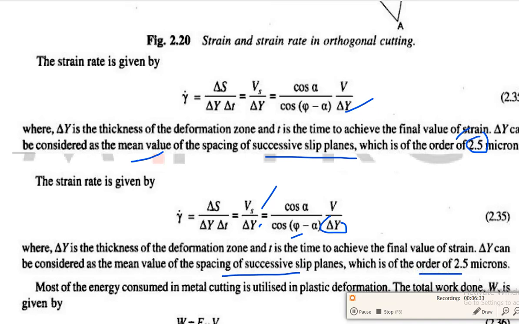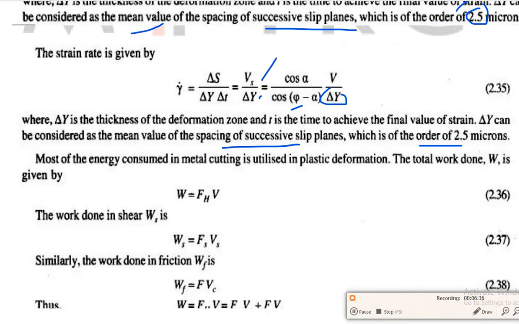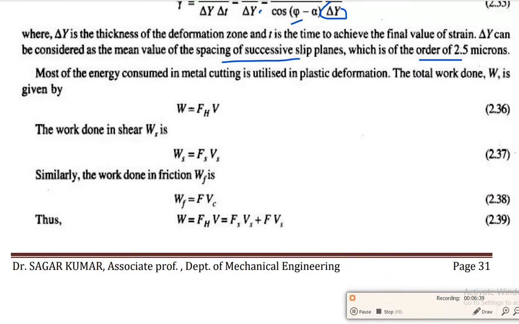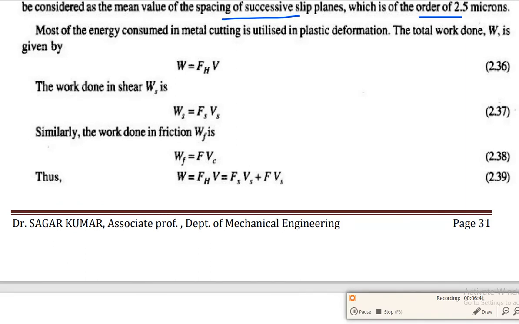Now further, if you look at this, most of the energy consumed in metal cutting is utilized in plastic deformation, and the total work done W is given by W is equal to FH into V. The work done in shear, WS, we can write as FS into VS. Similarly, the work done in friction, WF, is F into VC. Putting in the values, we get the work done is equal to Fs into Vs plus F into Vc. This is the next equation, with the work done in friction.